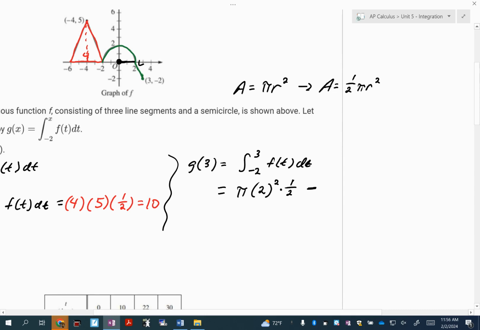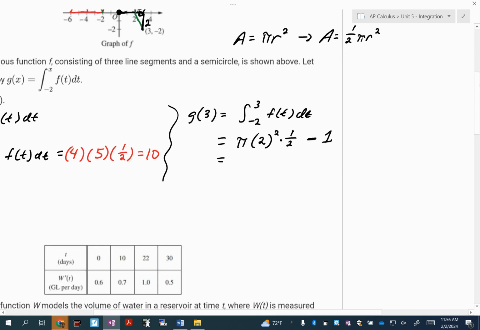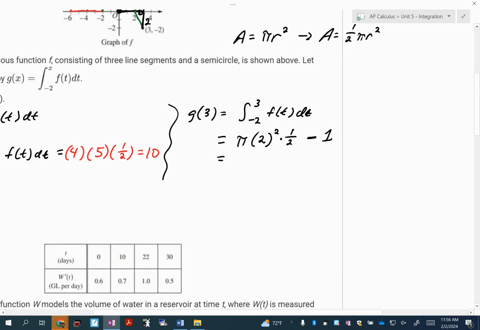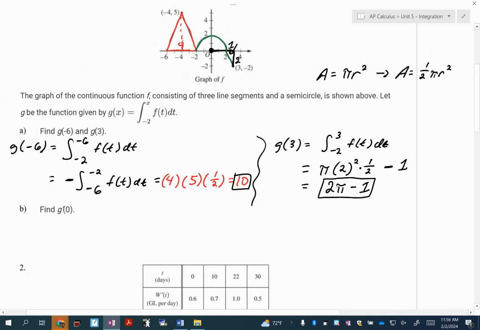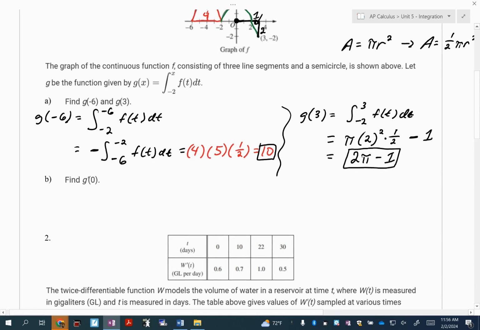So in this case, the base is just 1 unit, right? That's just 1. The height, even though I know it's going down, is 2 units. So 1 times 2 is 2, but don't forget to do half of that value for the base times height. So half of 2 is 1. So to make that an answer that looks nice, 2 squared is 4, half of that is 2, so 2 pi minus 1 is this answer. So my 2 answers were 10 for g of -6, and my answer for g of 3 was 2 pi minus 1. Okay, let's try one more question here for number 1.